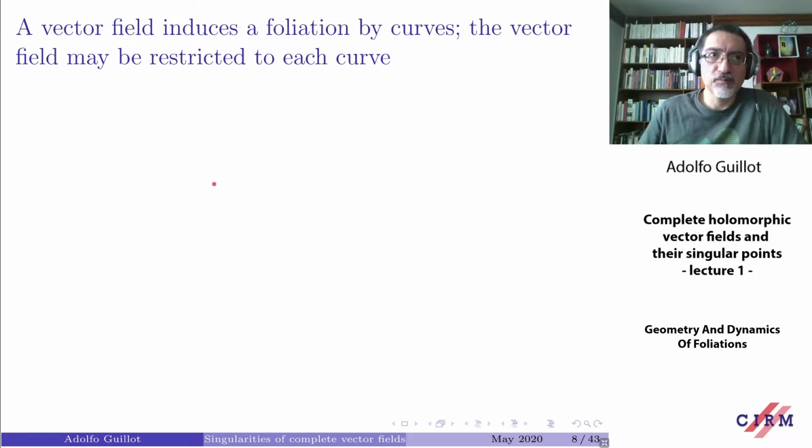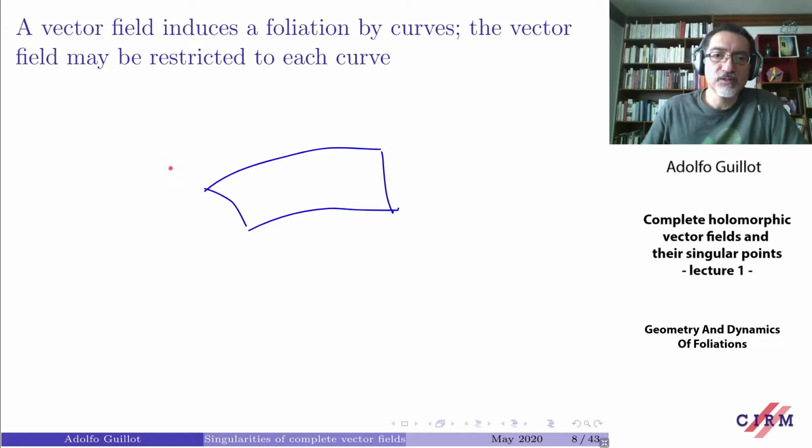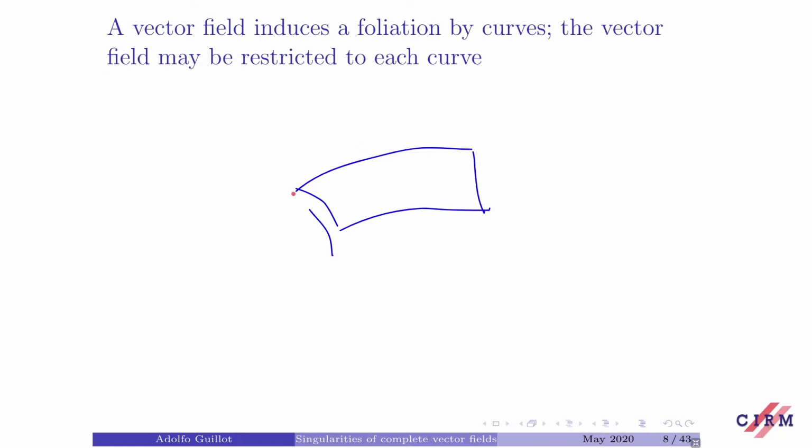So let me just make a drawing. The integral curves of your vector field in a manifold will be surfaces from the real point of view. And so you have a foliation, you have the decomposition of your manifold into surfaces. And you will have, of course, some singular points, some zeros.